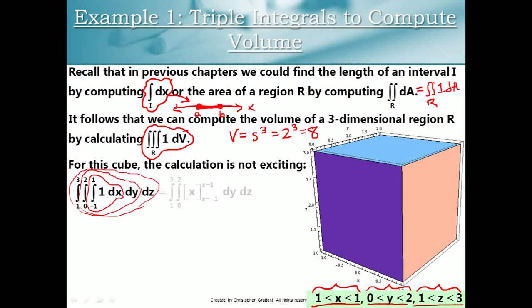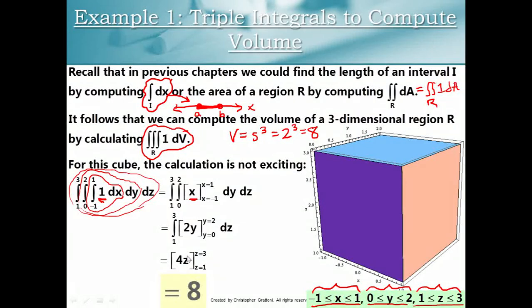And then to evaluate the integral, remember we work inside out, so the antiderivative of 1 with respect to x is x. Plug in 1, plug in -1, subtract the 2. And you get a number there, and then we're going to do the same thing with respect to y. That's where this 2y comes from. Then plug in y equals 2 and y equals 0, subtract them, and then do the same thing, take the antiderivative with respect to z, and you get to 8 eventually. It was a lot of work to calculate that the cube has a volume of 8, so it's kind of pointless.